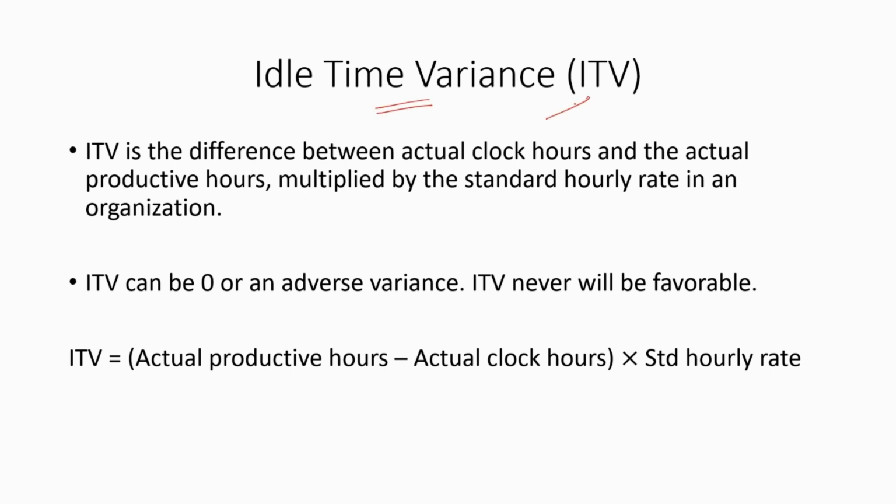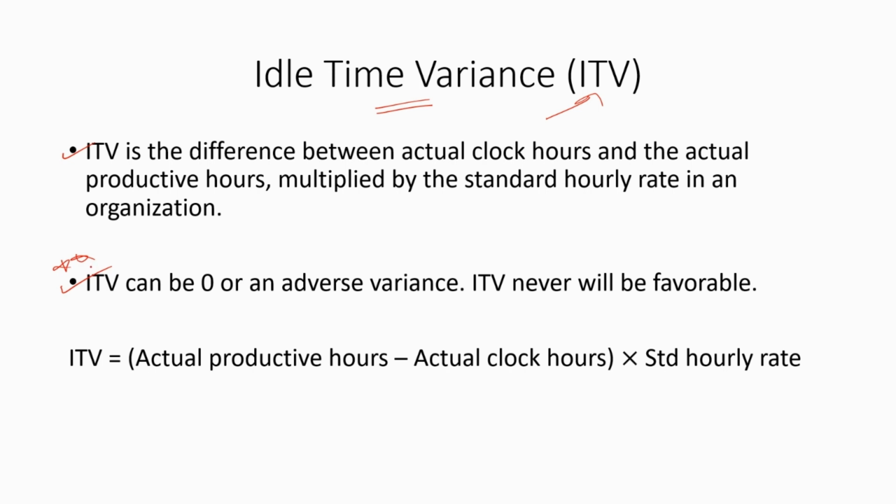This is denoted by ITV. Idle time variance is the difference between actual clock hours and the actual productive hours multiplied by the standard hourly rate in an organization. Idle time variance can be zero or an adverse variance. Idle time variance can never be favorable. This point is really important.